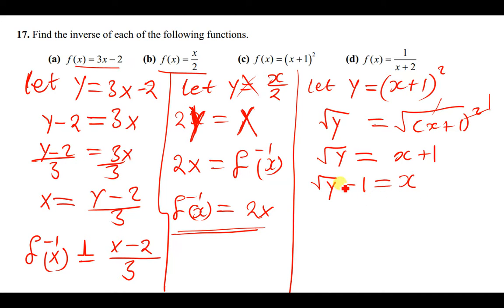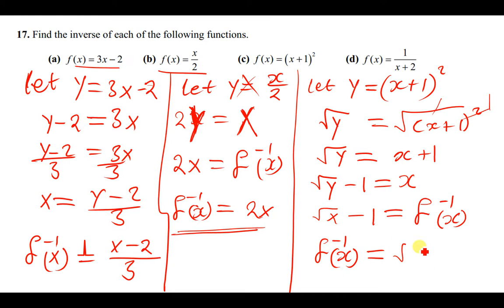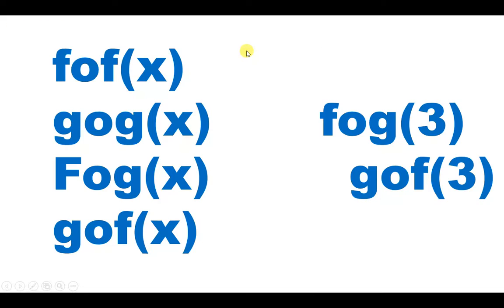Now we change y to x, and where there's x, we put f inverse of x. So we say the square root of x minus 1 is equal to f inverse of x. Therefore this can be written as f inverse of x is equal to the square root of x minus 1. So this is the inverse of this function here. It's very simple, you don't even have to think when solving such questions. Let's quickly move on to the next question.